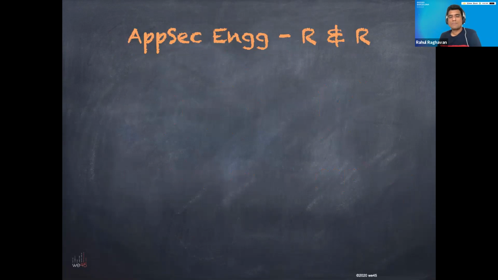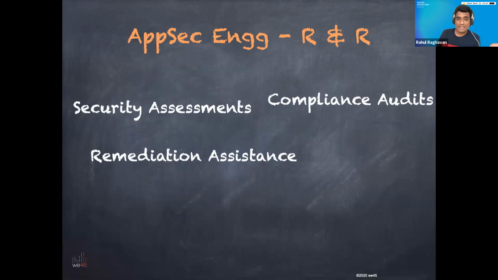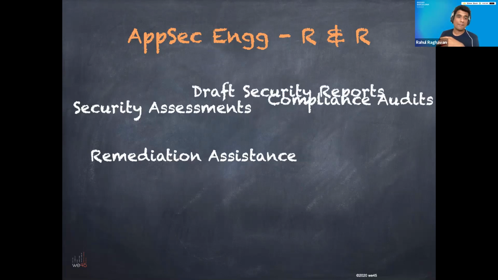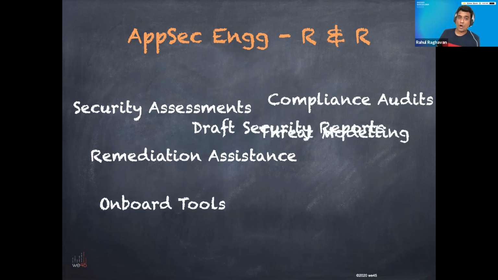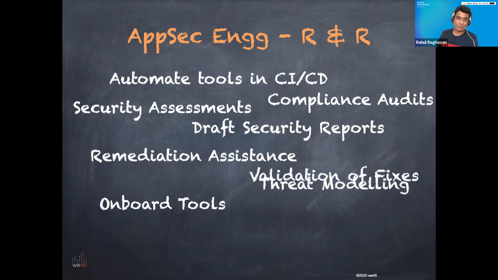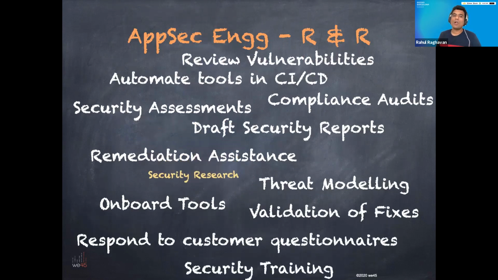So a couple of months down the road, Jason is asked to take care of security assessments, which is okay. Then you're supposed to help your developers remediate those findings, which is fine. But since you're in the banking industry, sometimes you get called on by the CISO and asked to help with compliance audits from the security perspective. You're also involved in drafting security reports. Then you're asked to onboard tools. You're doing threat modeling, automating tools in CI/CD, validating and reviewing fixes, and you're doing so many things with almost no time to focus on your core domain, which is security research.